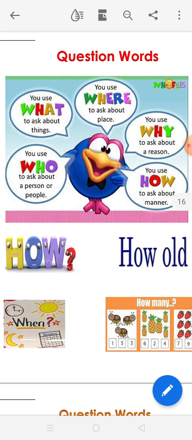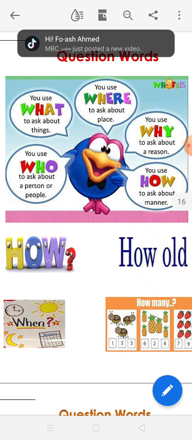How many chairs are there in the classroom? 17. How many chairs are there in the classroom? 17.